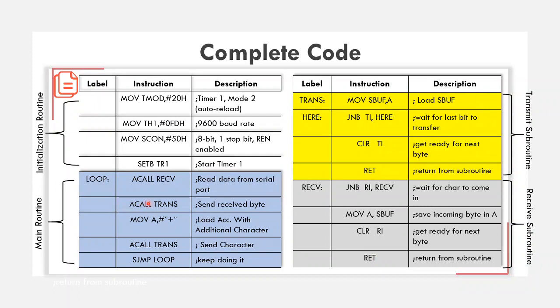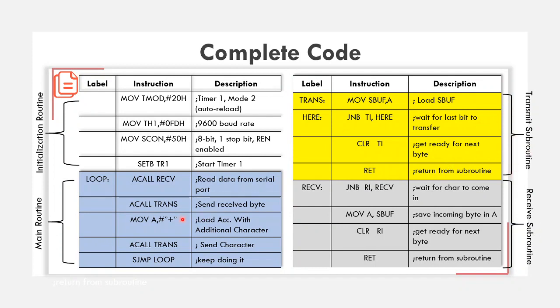Immediately after that we send the data, so we call the transmit subroutine. By using this instruction, ACALL TRANS, the control of the controller shifts towards here, and here we are transferring the accumulator data to the SBUF register, and we are waiting for the timer flag to get set. When the flag gets set, it means the content of the accumulator moved to the SBUF register, and those contents are transferred serially to the other device. Then we clear this flag here, and with the help of the return instruction, we come out from this subroutine to here.